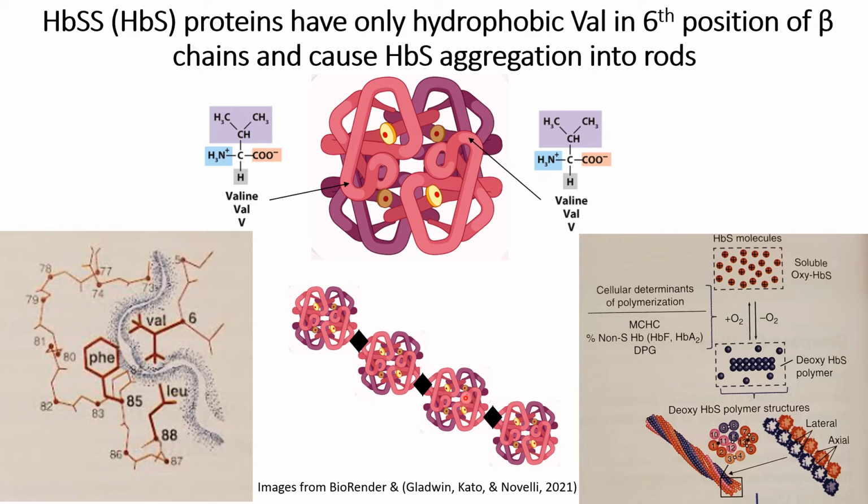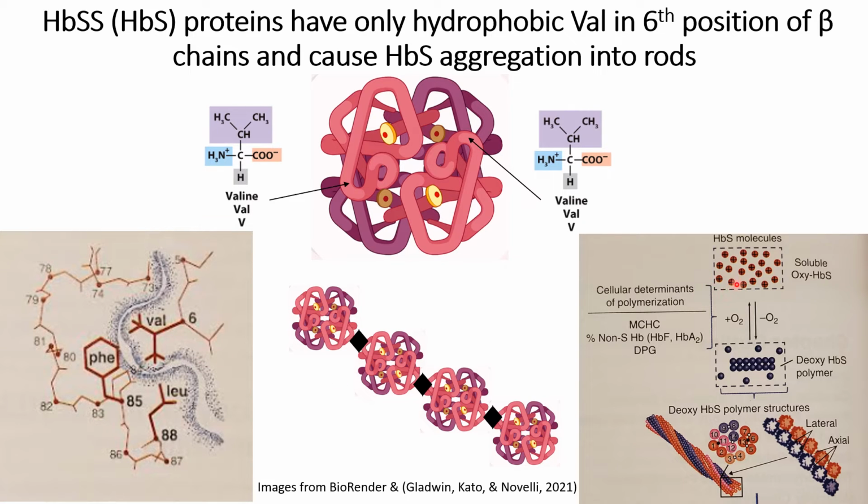And some really useful illustrations I found were from this book here, which is on sickle cell disease, and it shows this valine, and an artist portrays it as this is the one sticking out, and the chains from the other beta or alpha chains are in the 85th position are forming these interactions that cause the aggregation.